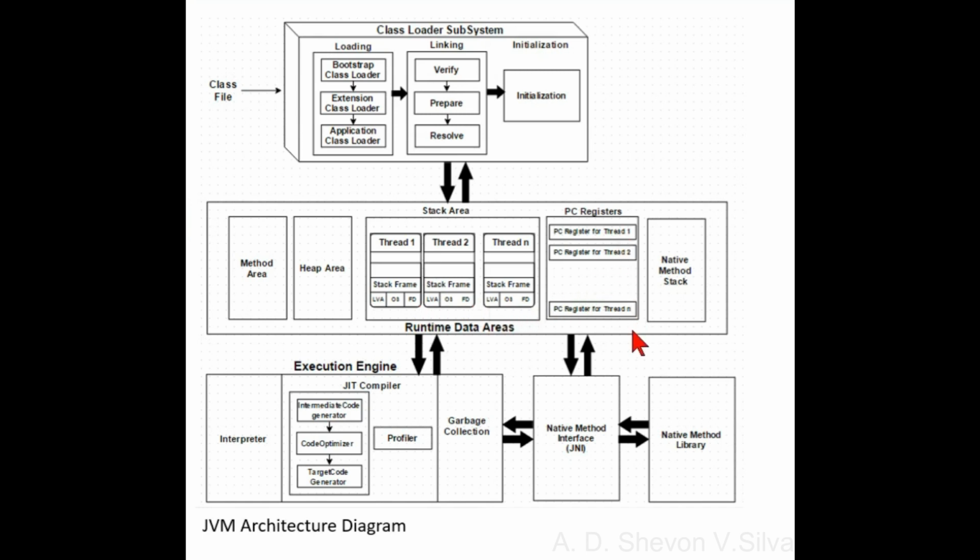PC registers. Each thread will have separate PC registers to hold the address of the current execution instruction. Once the instruction is executed, the PC register will be updated with the next instruction. Native method stack. Native method stack holds native method information. For every thread, a separate native method stack will be created.